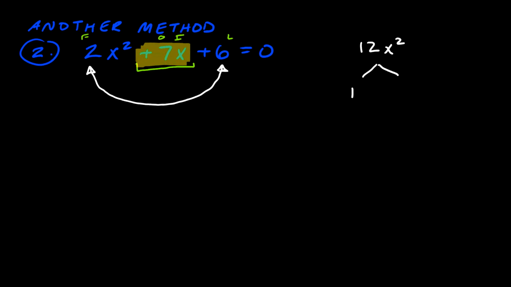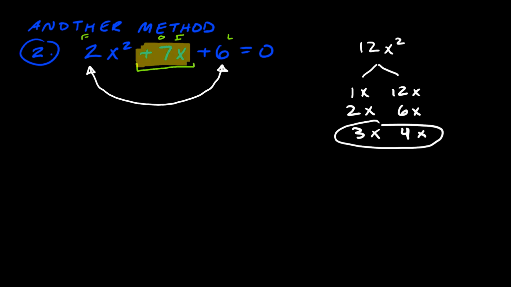So the possibilities are 1x and 12x, or 2x and 6x, or 3x and 4x. So you can see that we have a winner here. 3x and 4x will combine to make 7x. So what we do is we write the 2x squared down, and then we replace the 7x with plus 3x plus 4x, and then our plus 6 remains the same, equals 0. So we've done nothing illegal. We've simply renamed 7x as 3x plus 4x.